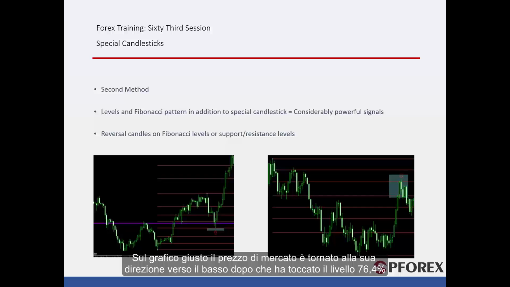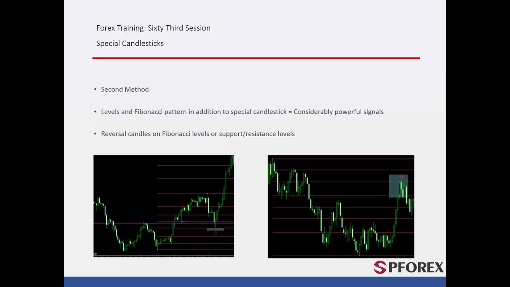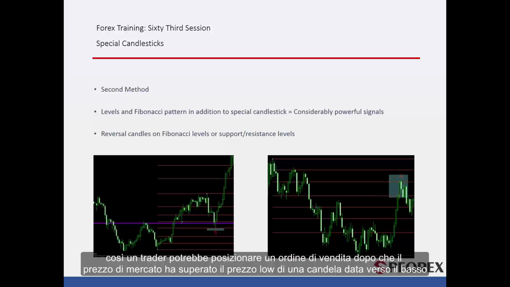On the right graph, the market price has returned to its downward direction after it touched level 76.4%. A dark cloud has formed on this breakout point. Thus, a trader could place a sell order after the market price has passed the low price of the given candle towards the bottom.